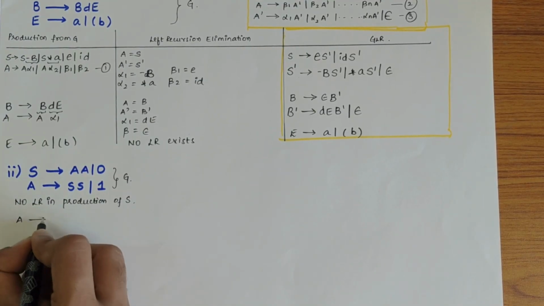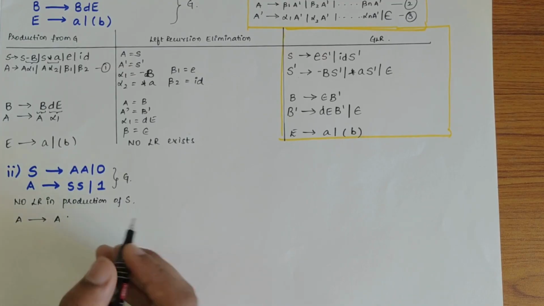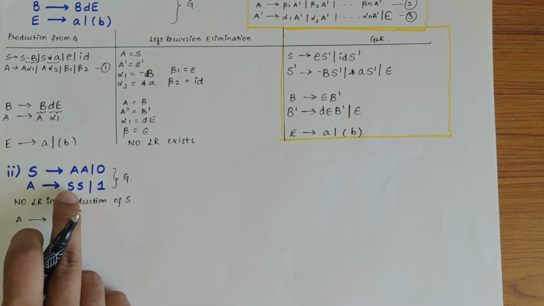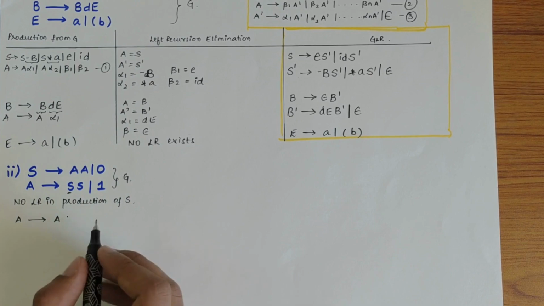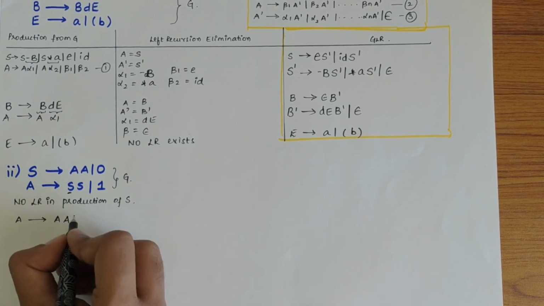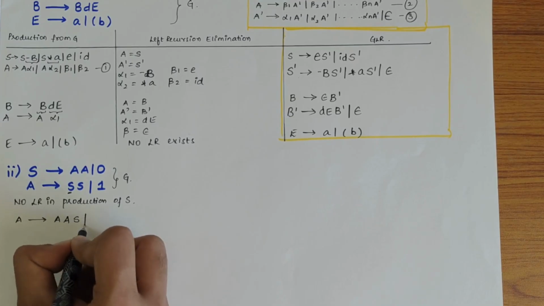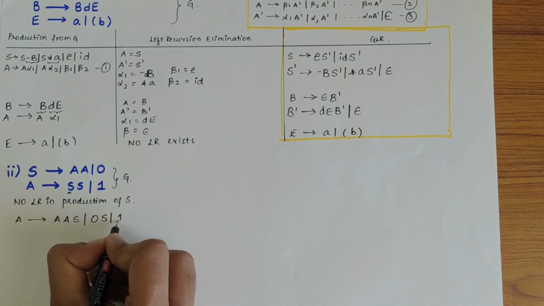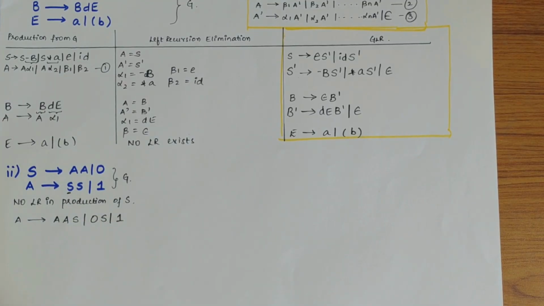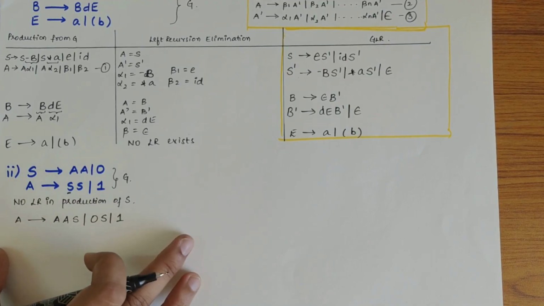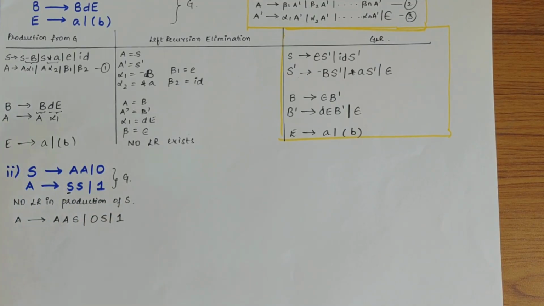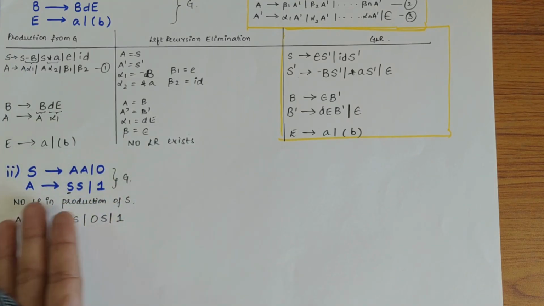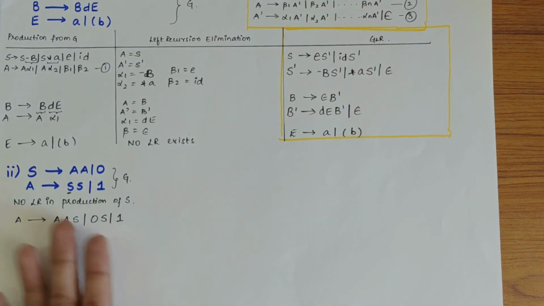So A derives A. What we'll do is replace the value of S with AA. So we'll write A A S and then 0 S and 1. In this step we took the next production and replaced the first production with all possible meanings. Whenever we obtain a direct left recursion, solve it accordingly using equations 1, 2 and 3. So let's start with this.